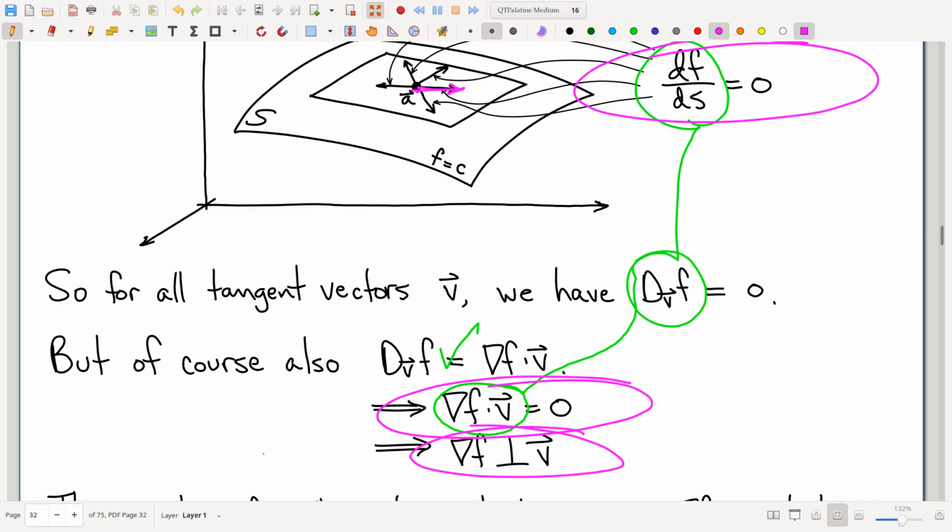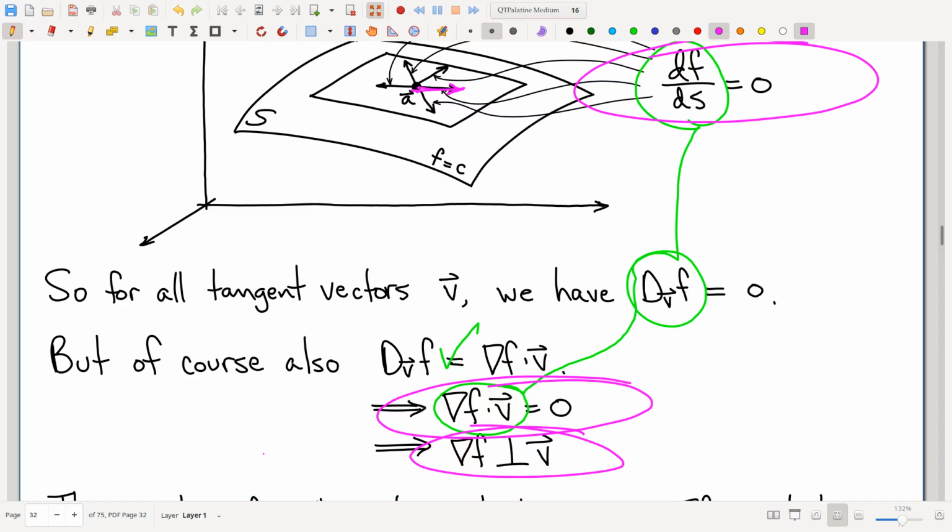Wait, so I just want to clarify. We're saying that for a level set, the directional derivative of any vector in the tangent plane is always 0. Yep. The directional derivative for any tangent vector to a level set is always 0.